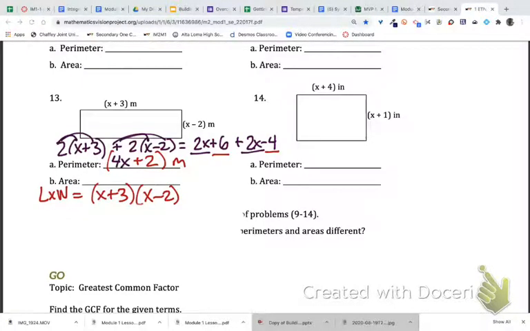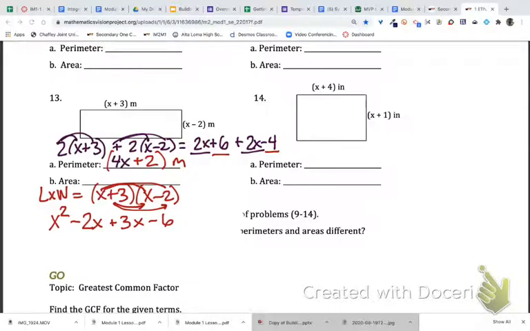I want to distribute, so I'm going to distribute the x to the x and the x to the minus 2. If I multiply x times x, I get x squared. If I distribute the x to the minus 2, I get minus 2x. The next part of this would be to distribute the 3 to both of the other terms. So plus 3 times x gives me plus 3x. Plus 3 times negative 2 gives me a negative 6.